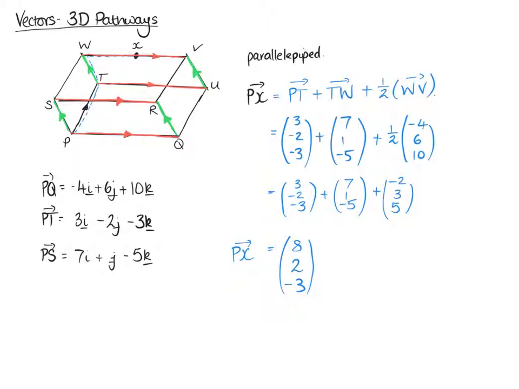So from P to X, that's saying you have to go 8 in the x direction, 2 in the y direction, and minus 3 in the z direction. Because we got given these as unit vectors originally, generally you tend to leave it in the form you get given it in. So it would be 8i plus 2j minus 3k.